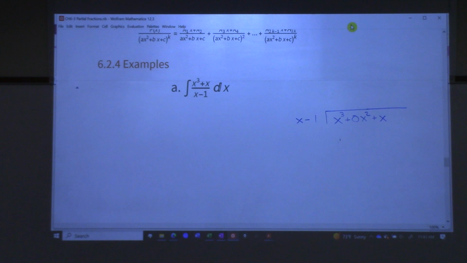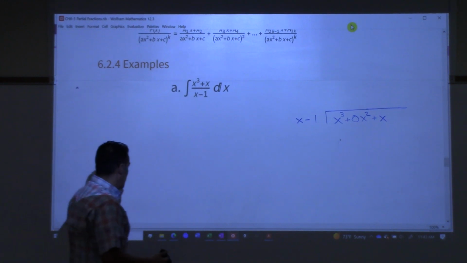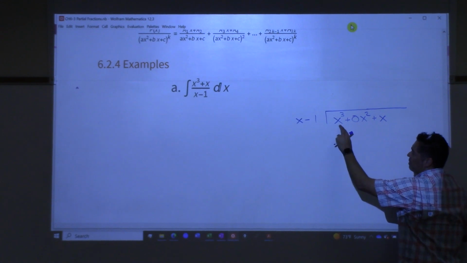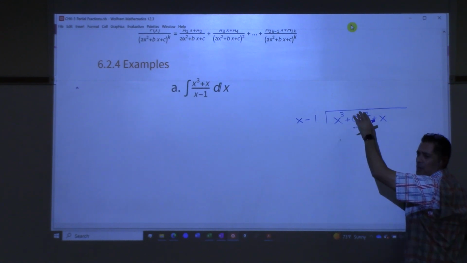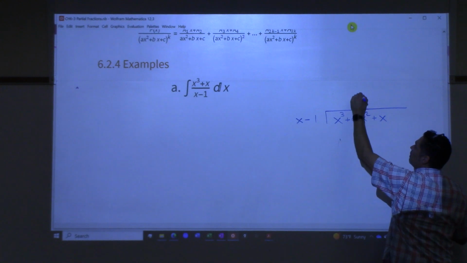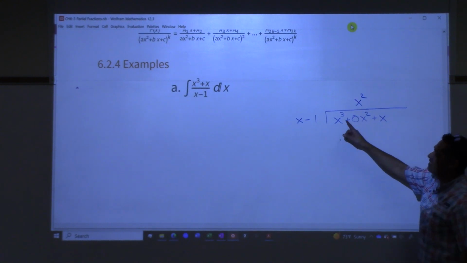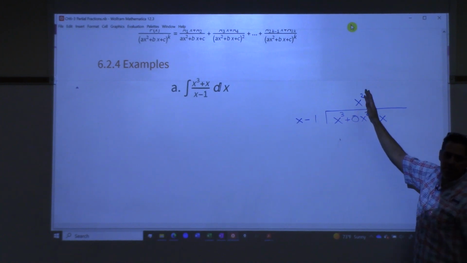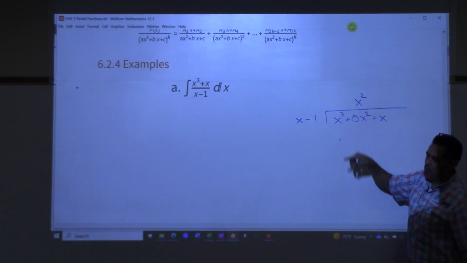All right, everyone good? Now we play the game. We say, what do you multiply x by to get x cubed? X squared. You put it up here. It doesn't matter where you put it, right? X squared. You put x squared. Some people line it up over the x squared. It doesn't matter. Just put it up top.